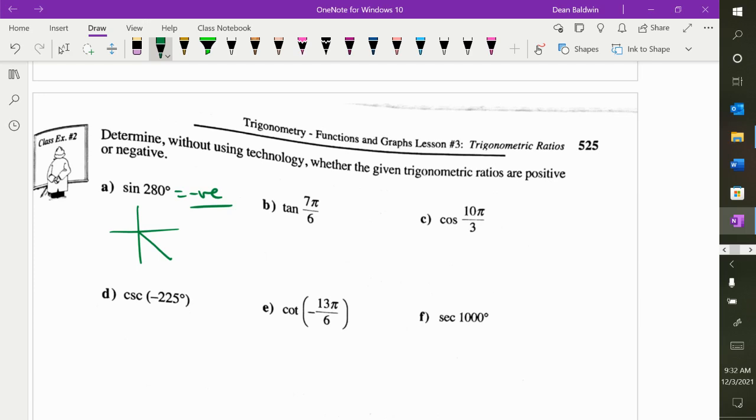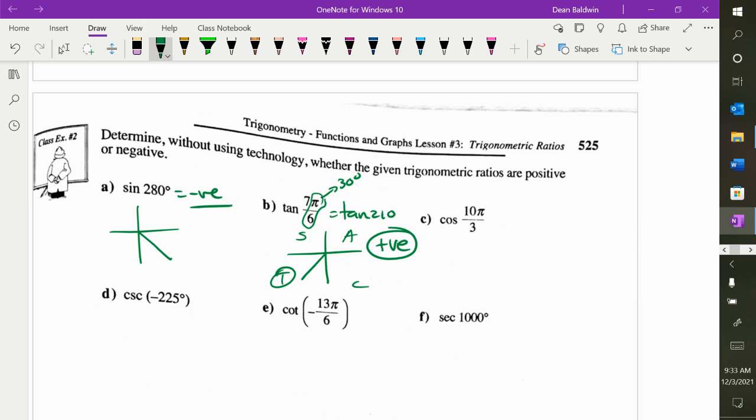All right. B. So B is in radians. Just convert it to degrees. What is pi over 6? That's 30. What's 7 times 30? 210. So this is essentially saying, what is tan of 210? What quadrant is 210 in? Third quadrant. Is tan positive or negative in the third quadrant? It's positive. Add sugar to coffee. So it's positive.